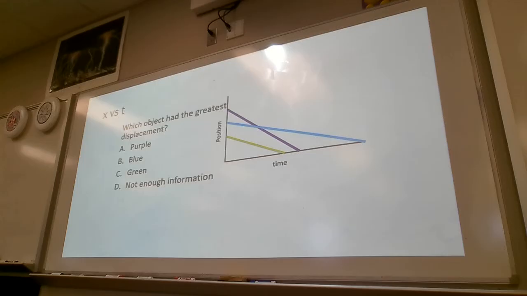Correct answer is A, purple. It's going from 40 meters to 0. But the blue's longer. Yeah, it is. It just took a long time to get there. It went from the 30 to the 0. Good with that?